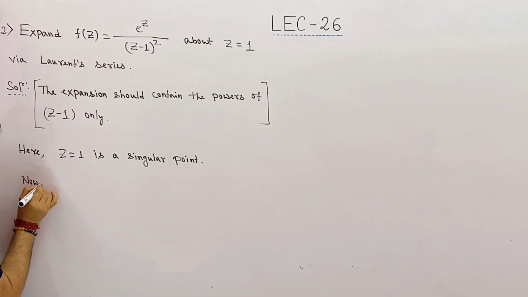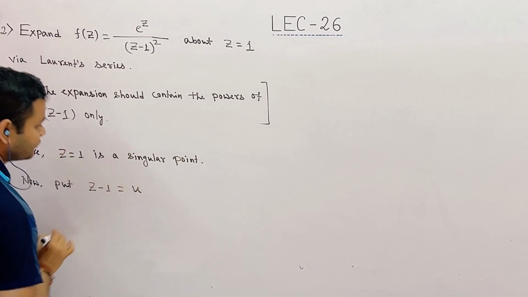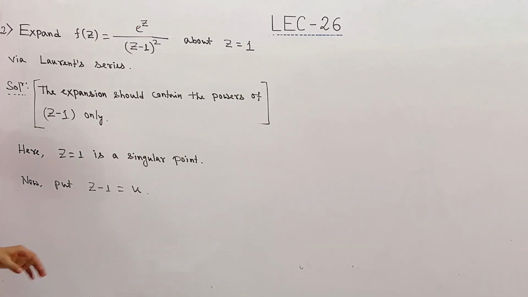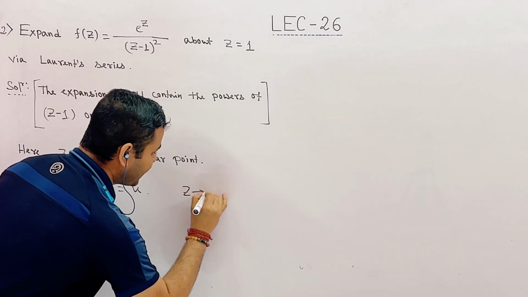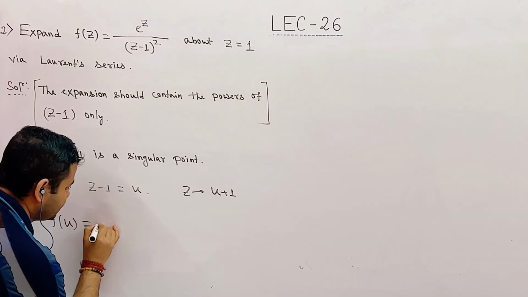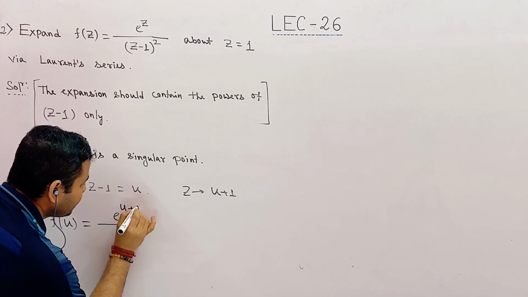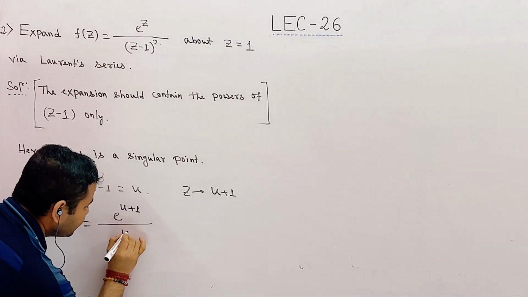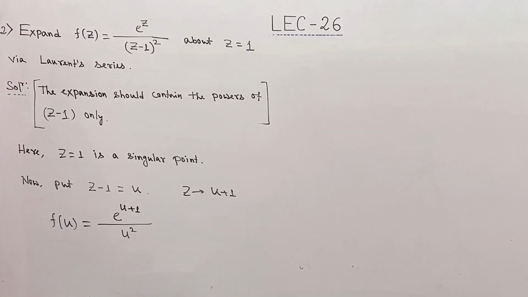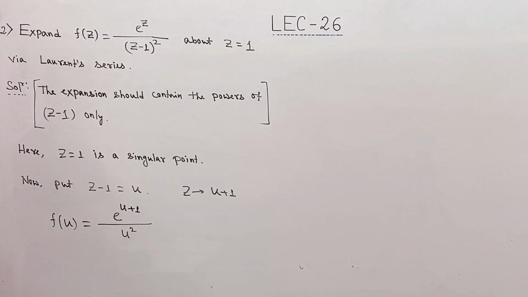Now put z minus 1 equal to u. In the next step, we have to replace z by u plus 1. If we replace z by u plus 1, then this function will become f of u is equal to e to the power u plus 1 divided by u square. In the next step, we have to rearrange this exponential term so that we will get a series as a power of z minus 1 only.